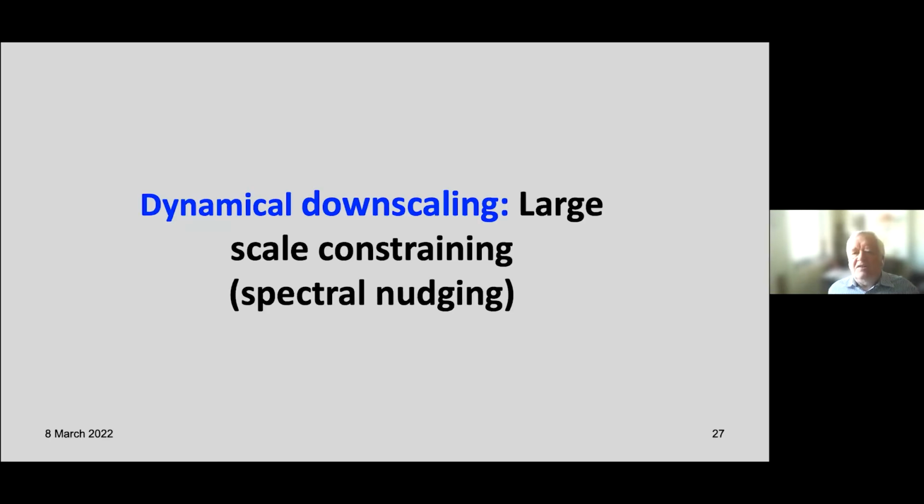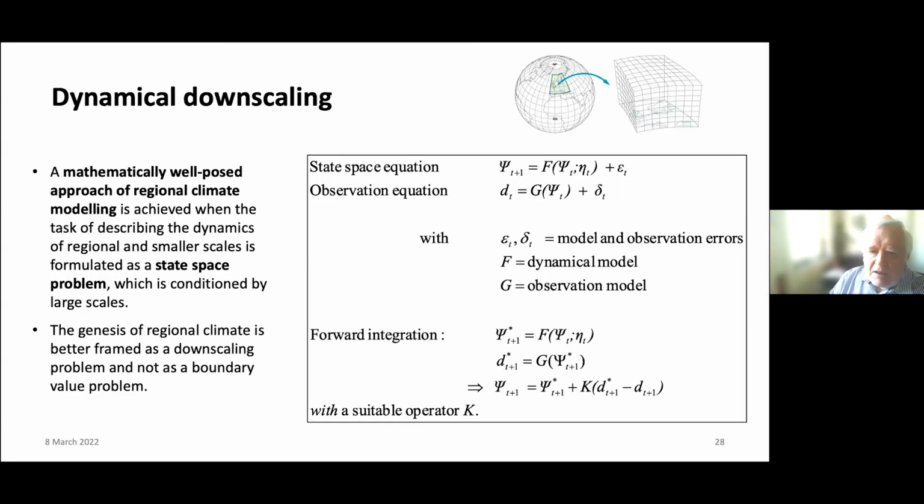Now, the next point is dynamical downscaling, but this time with large-scale constraining. So I claim that a mathematically well-posed approach to regional climate modeling is achieved when the task of describing the dynamics of regional and smaller scales is formulated as a state space problem, conditioned by large scales, and not as a boundary value problem.